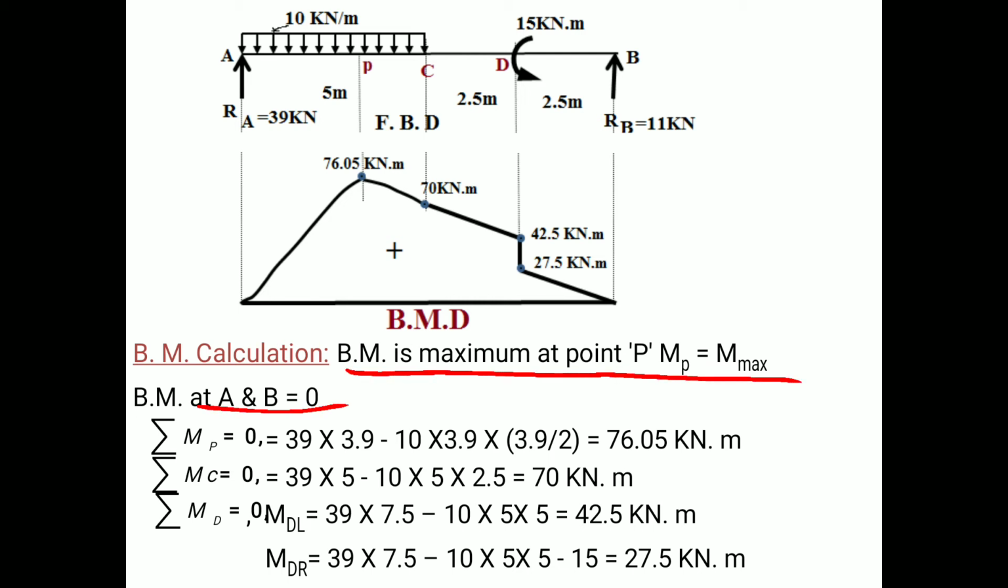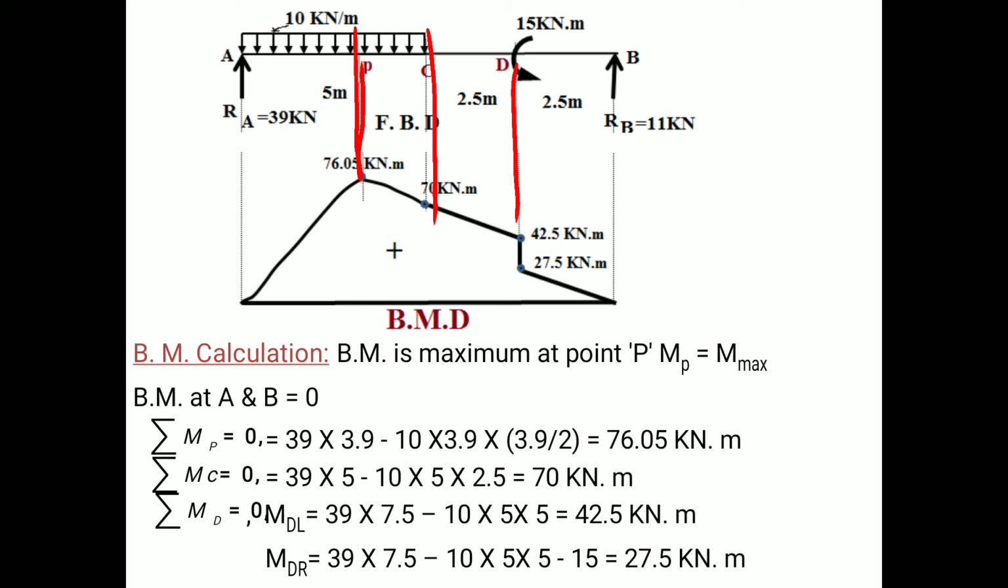Now, we are going to calculate the value of bending moment at point P, where shear force is 0, at point C, and at point D. Remember that while calculating the value of bending moment, at point D, a moment is acting in anti-clockwise direction. Therefore, we have to calculate bending moment left of point D and right of point D. First of all, we will calculate bending moment at point P, at this point.